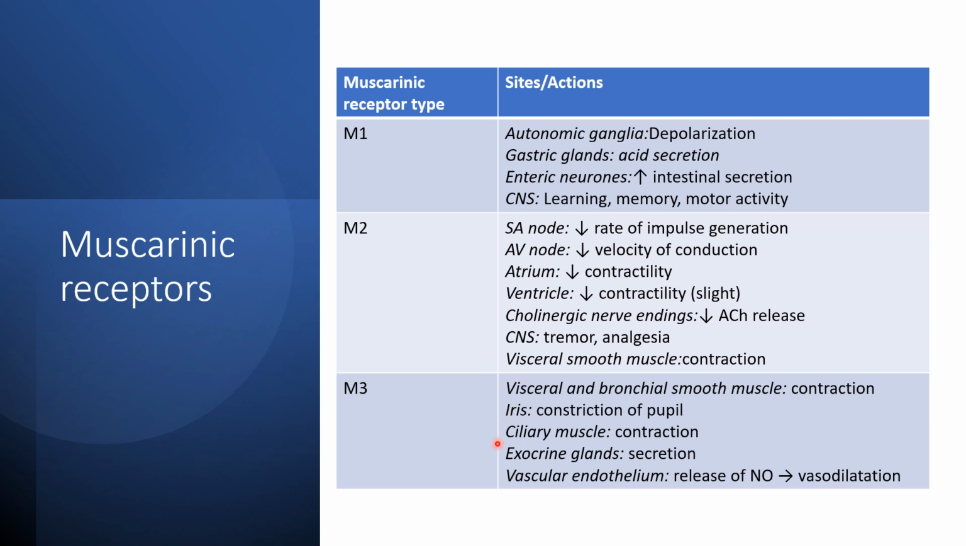M3 receptors are mainly present in visceral and bronchial smooth muscle, where they cause contraction of the smooth muscle. They cause constriction of the pupil by contraction of the sphincter pupillae muscle, and ciliary muscle contraction causes accommodation of the eye. M3 receptor action on all the exocrine glands increases the secretion of all the glands. In vascular endothelium, M3 receptors release nitric oxide, which causes vasodilatation.